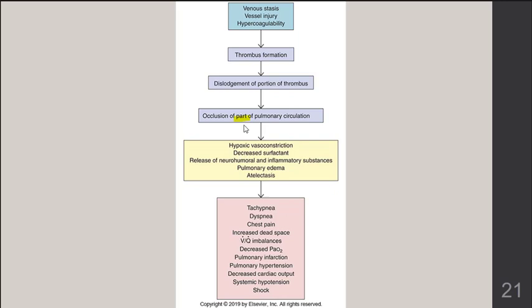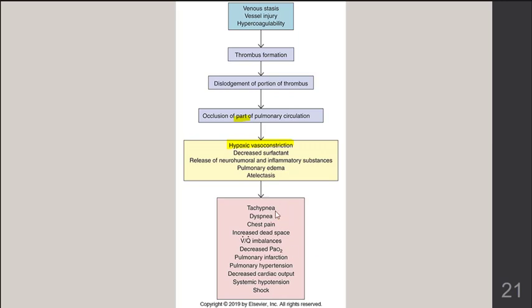Some of the events that can be seen at this point are hypoxic vasoconstriction. Remember, I spoke specifically about this term earlier in this lecture, which refers to the reflex contraction of the vascular smooth muscle in response to the low partial pressure of oxygen in that area, and then reduced surfactant production or inactivation, and release of neurohumoral and inflammatory substances. It can lead to pulmonary edema and atelectasis, or collapse of the lung tissue. Some of the events occurring after that can be rapid breathing and shortness of breath.